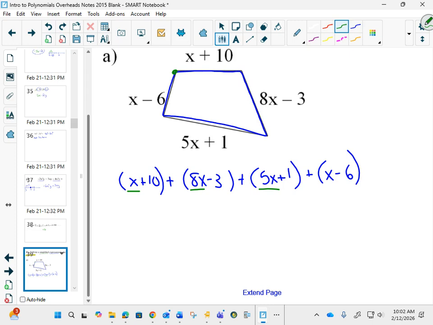This one does? All of them. And this one does. No, the 6 doesn't have an x. The 1 does, not all of them. Okay, most. All of them, yes, if you consider the brackets, those all have x's. In fact, half of them have x's. Are there any numbers by themselves? I have a 10. I have a minus 3. I have a plus 1. And I have a minus 6.